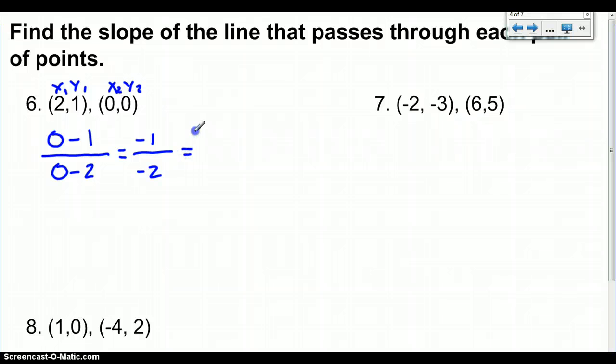And then you hopefully see a negative over a negative makes a positive, so our slope is just positive 1/2. Hopefully you guys understood that one. So let's do number 7 just the same way.